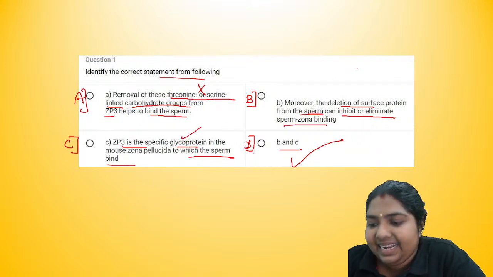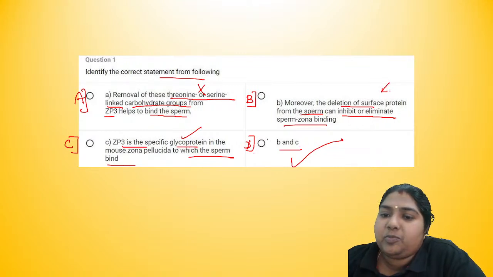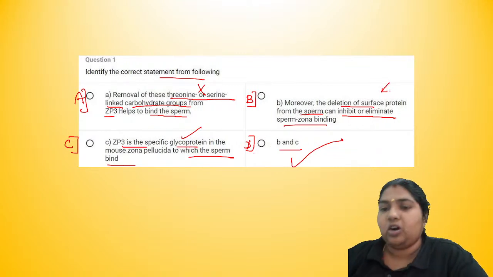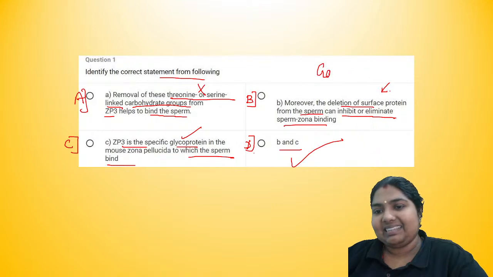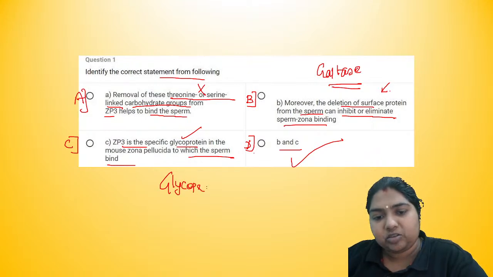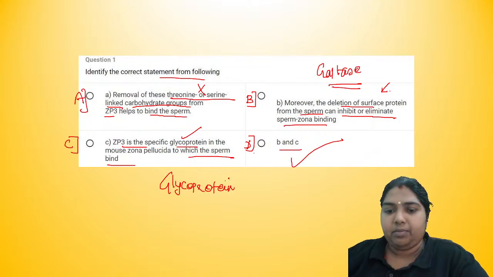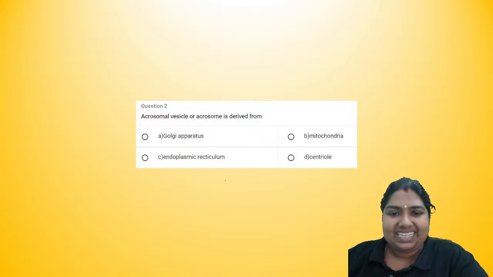And if you delete the surface protein, the sperm binding is going to be inhibited, because the sperm is only going to contain this galtase. So galtase is also required, and glycoprotein is also required. Both of them should be there. Then only you will be able to bind. Got it?